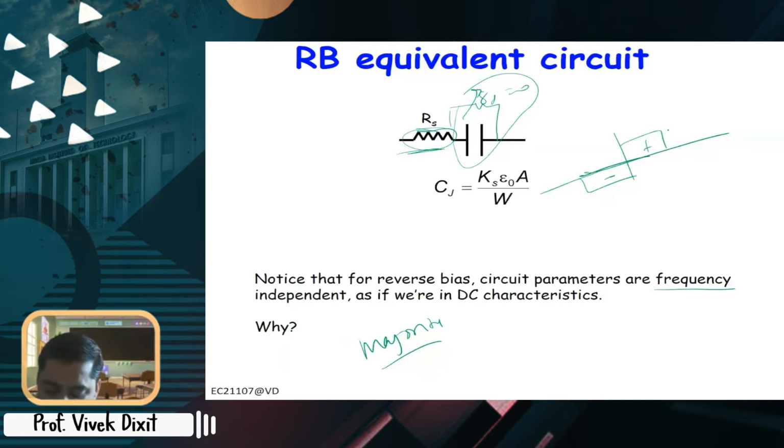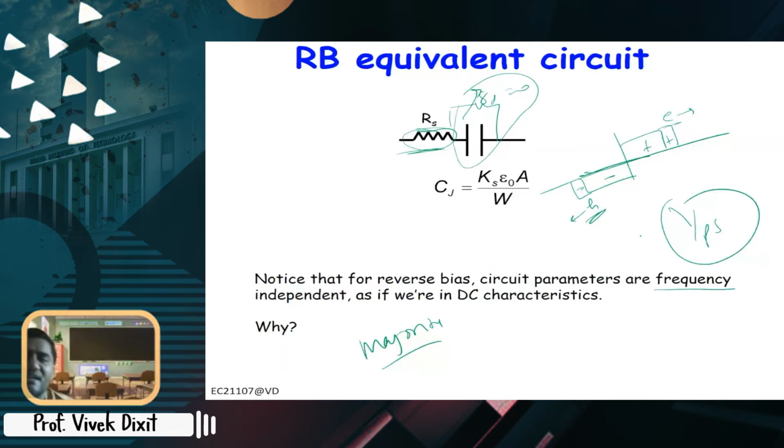Now these are majority carriers, and they can respond very fast, order of a few picoseconds. So unless the frequency is of the order of 1 over a picosecond, they will respond quite fast. If the frequency is more than this, order of terahertz, then of course they will again depend on frequency. But as far as our labs are concerned, we go to a few kilohertz, megahertz, so it won't depend on frequency. So this is the equivalent circuit for reverse bias.